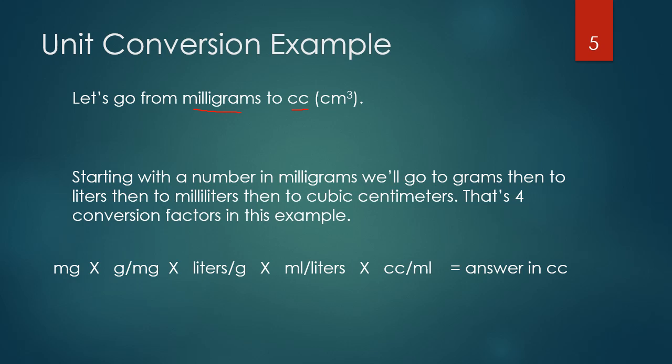So whenever you're starting a conversion, you always start with what's given. What you're starting with in this case is going to be milligrams. And your goal is going to be to get to cc's. Now you probably won't find a direct conversion, so it's going to take several steps. So in this example, we are going from starting with milligrams, then using the next conversion factor, we're going to go to grams. The next conversion factor will get us into liters. Then we will go into milliliters, and last but not least will be in cc's.